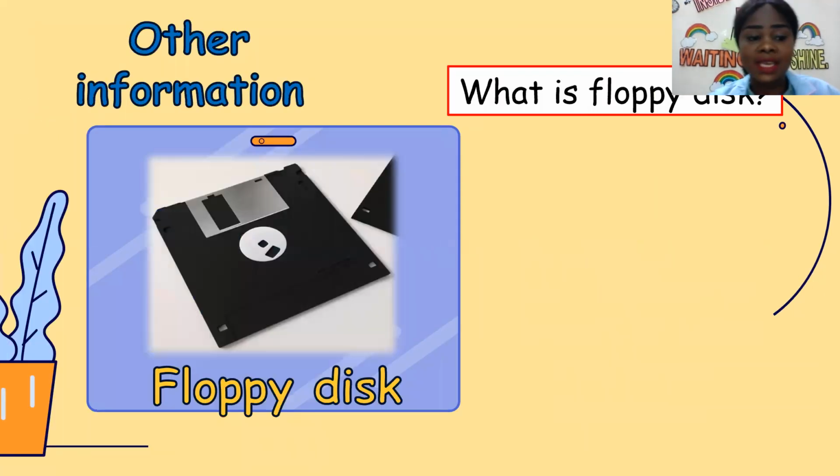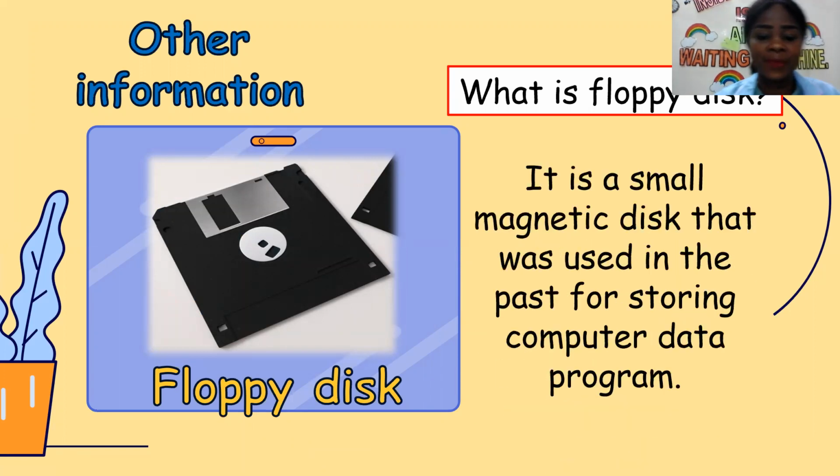Now, what is a floppy disk? It is a small magnetic disk, okay, that was used in the past for storing computer data program. It is a small magnetic disk that was used in the past for storing computer data program.